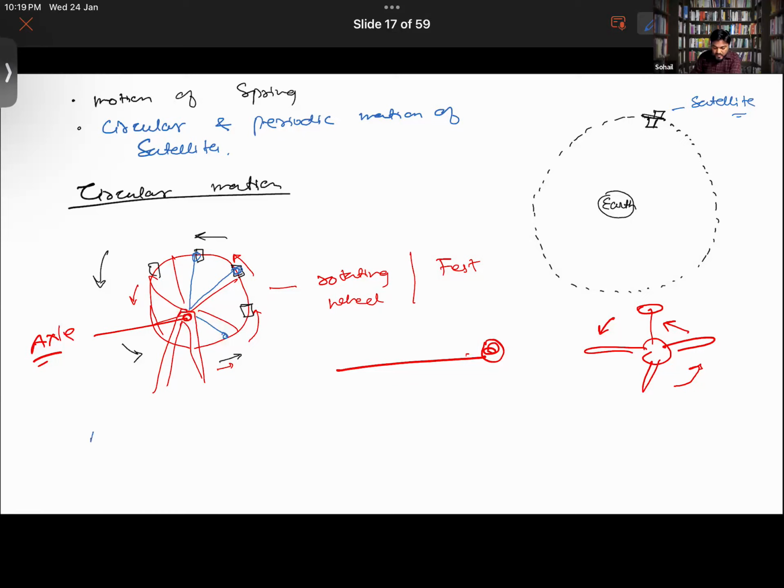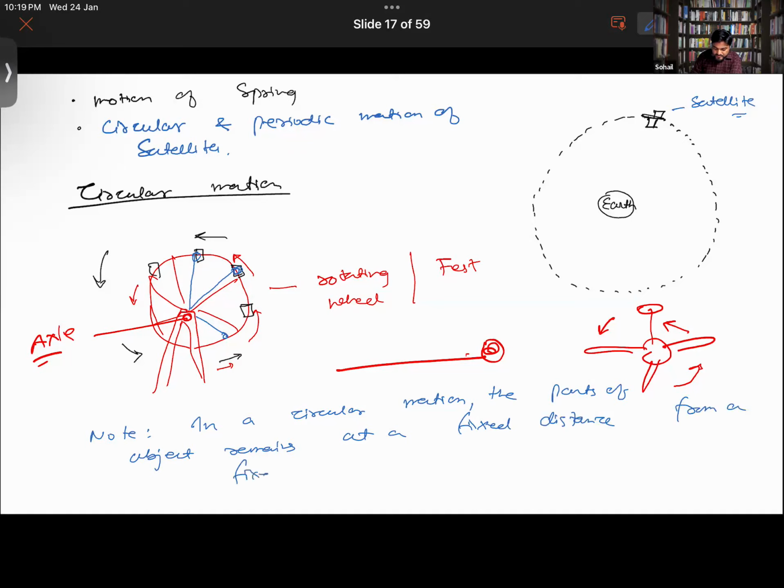Getting it now? So note that in a circular motion, the parts of the object remain at a fixed distance from a fixed point. So hope that is clear. If there's any other question in it, please do let me know.